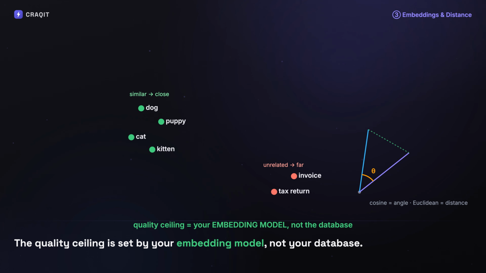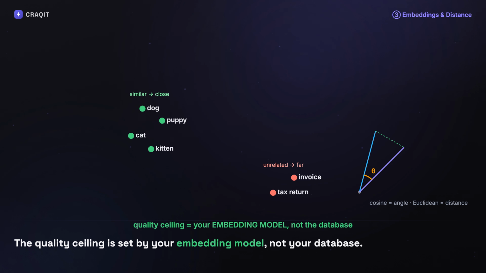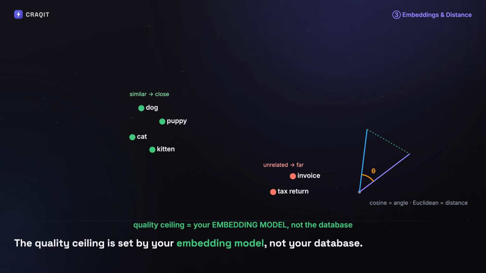Two things worth knowing that separate people who've shipped this. Dimensionality is a direct cost lever. A common text embedding is somewhere between 384 and 1536 dimensions, and every extra dimension is more bytes to store, more RAM, and more math per comparison. So bigger is not automatically better once you factor in cost and latency.